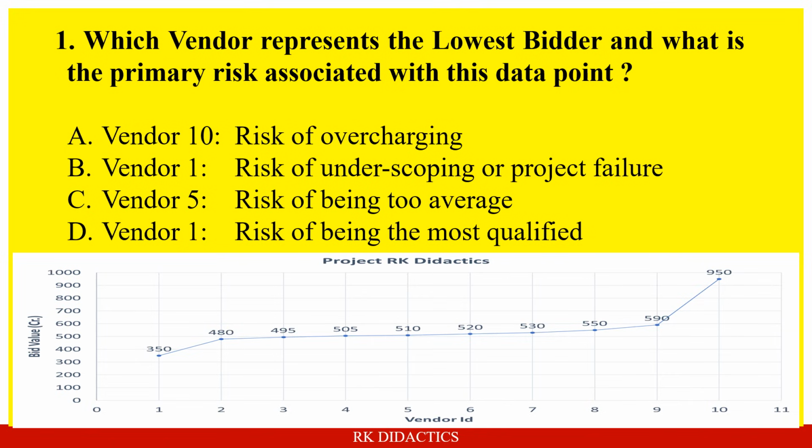Which vendor ID represents the lowest bidder, and what is the primary risk associated with this data? Vendor 10, risk of overcharging. Vendor 1, risk of underscoping or project failure. Vendor 5, risk of being too average, or vendor 1 also, risk of being most qualified.